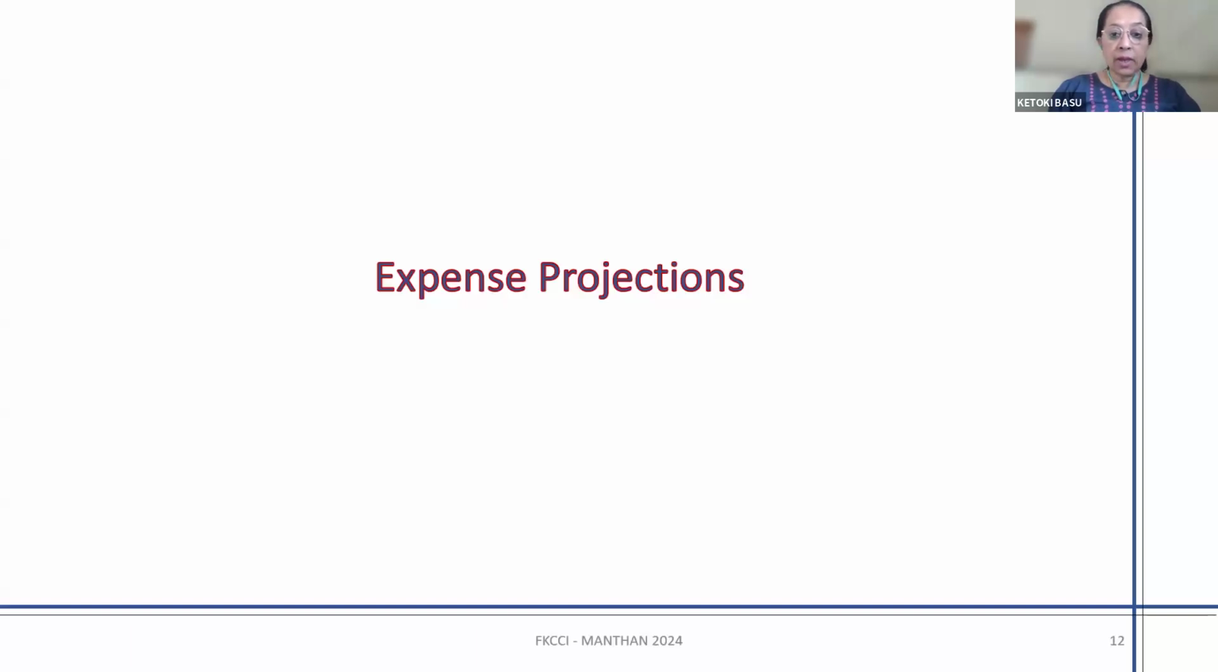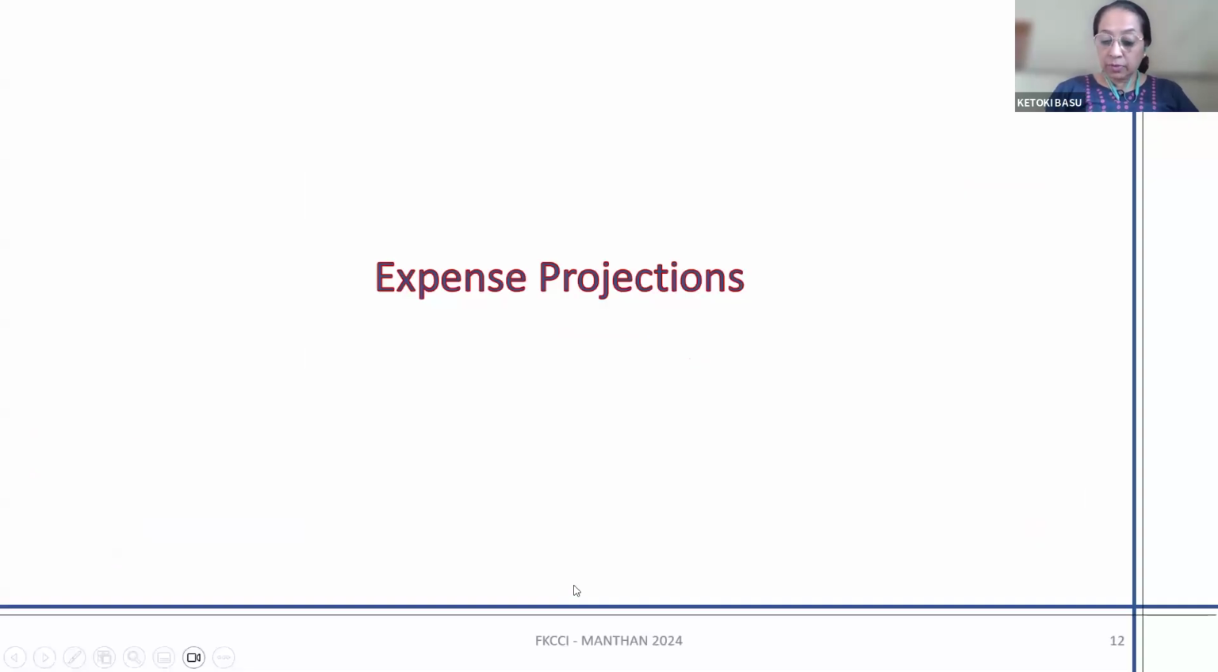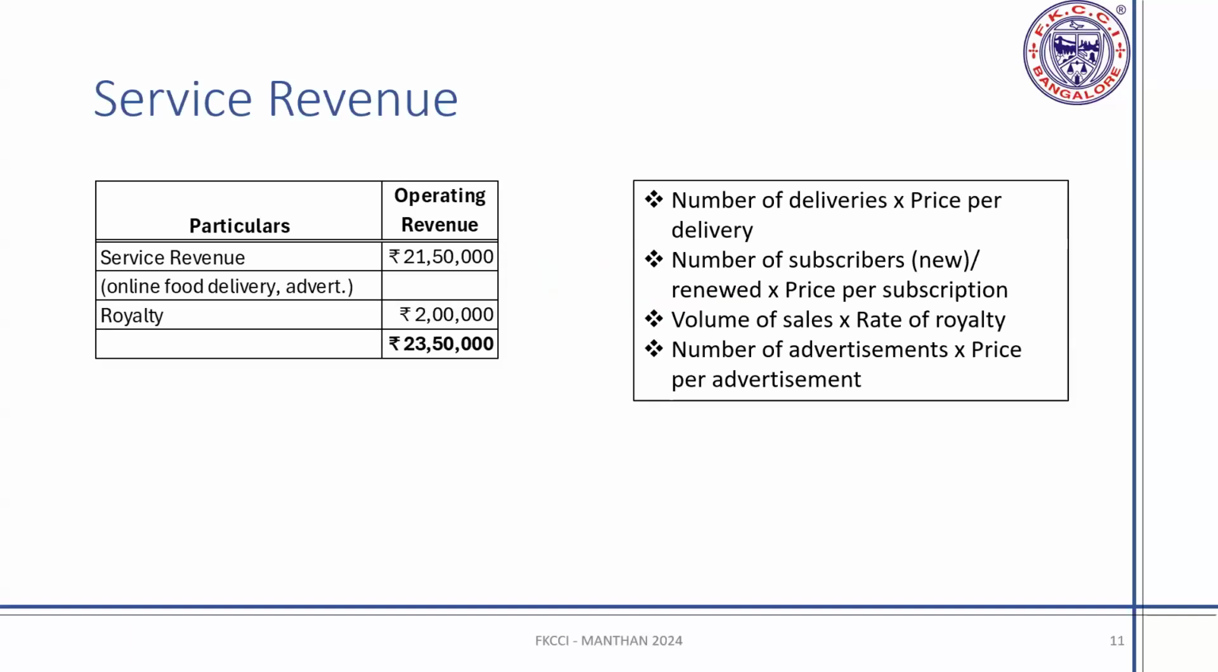Yeah, someone has raised their hand. Somebody is asking how to calculate. Calculate what? Can you unmute yourself and tell me what it is you want calculated? Sorry, my screen was a little stuck. Can you unmute yourself and tell me your question, please? Second point, you have told me number of subscriptions new divided by renewed into price per subscription. Can you please explain again the second point?